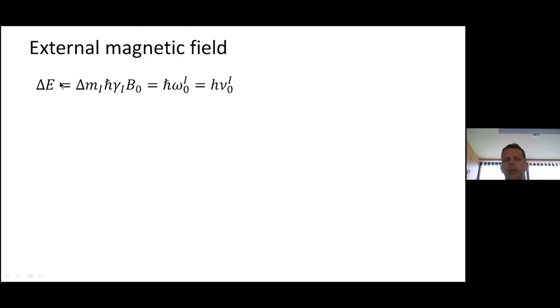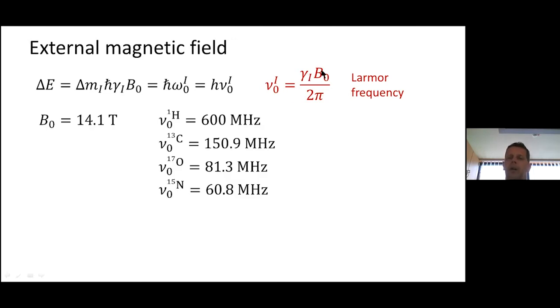So the energy splitting or transition frequency is simply given by the product of the gyromagnetic ratio of a given nucleus and the external magnetic field, usually denoted B0. Gyromagnetic ratios are properties of a given isotope. They can be quite different, and this leads to different Larmor frequencies for different isotopes.